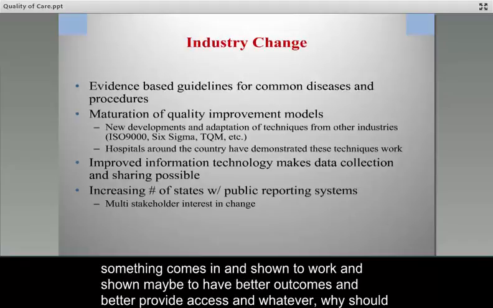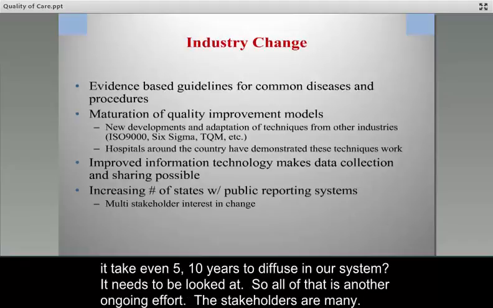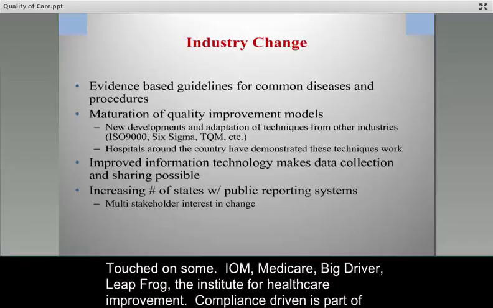If something comes in and is shown to work and shown maybe to have better outcomes and provide access and whatever, why should it take even 5, 10 years to diffuse into our system? It needs to be looked at. So all of that is another ongoing effort. The stakeholders are many, touched on some. IOM, Medicare, big driver, Leapfrog, the Institute for Healthcare Improvement.